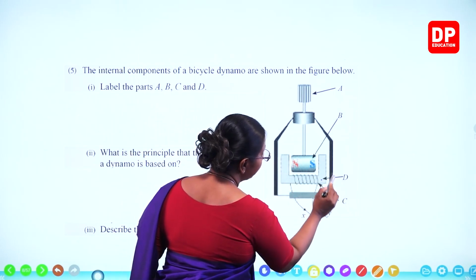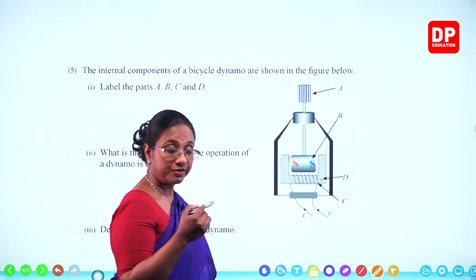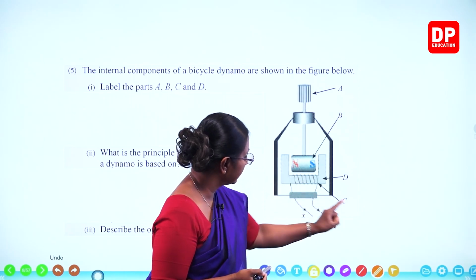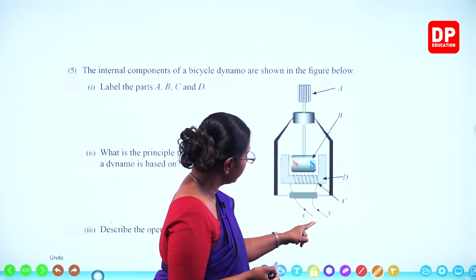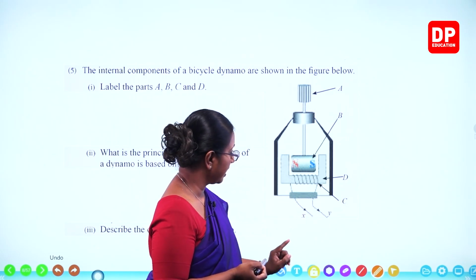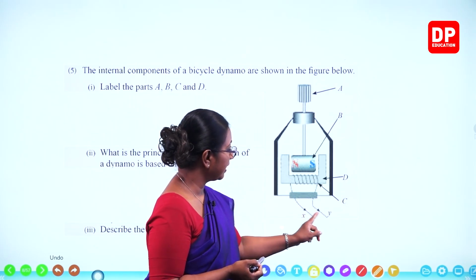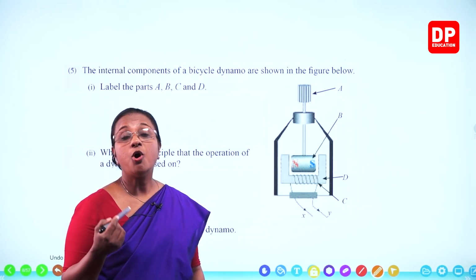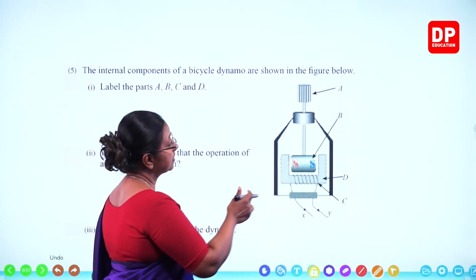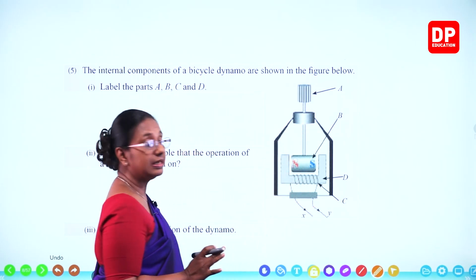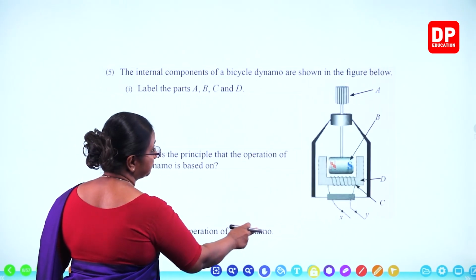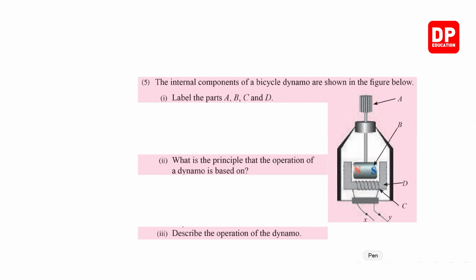Then here you can see what is labeled as D is the soft iron core, and around that you can see the wire coil, that is C. Then from there, current is taken out. The 2 points are X and Y. Here also the current that is generated is going to be alternating current. So these are the parts of a bicycle dynamo. You can see the cross section of a bicycle dynamo. The internal components of a bicycle dynamo are shown in the figure below.